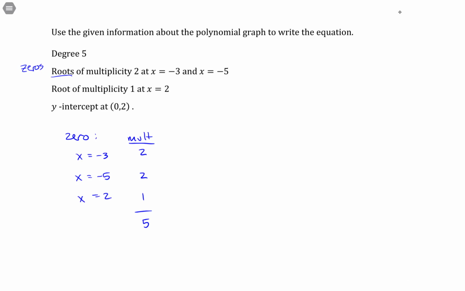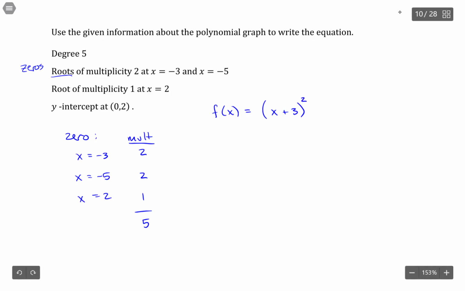So I just need to change this into a polynomial. And what that will look like is this. So to change x equals -3 into a factor, I just move the 3 to the other side of the equation and say that it's x plus 3. So the factor x plus 3 has a 0 of -3, and its multiplicity is 2, so I square that term. And then x plus 5 is multiplicity 2, and x minus 2 is multiplicity 1.